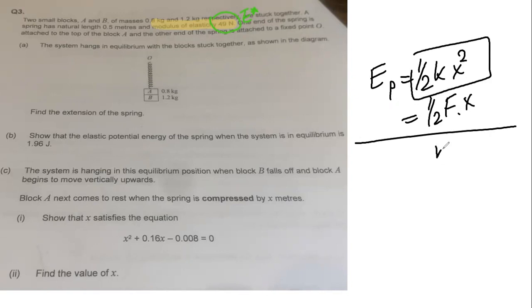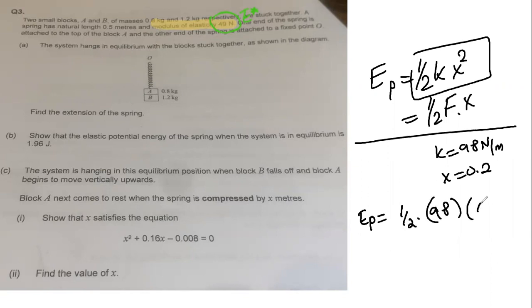If you remember, from the previous question we had k to be 98 newtons per meter, and our x was 0.2. So we simply substitute and see if we get 1.96 or not. Elastic potential energy should be equal to half times our k, which is 98, times our extension 0.2 squared. Let me do the mathematics for that. 98 times 0.5, and surprise, surprise, the elastic potential energy is 1.96 joules. So nailed it. That's the second part.